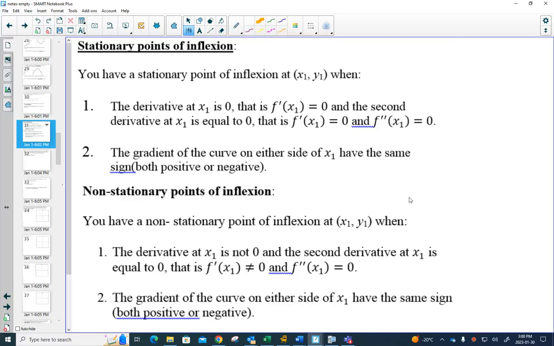So first of all, what is a point of inflection? A point of inflection is where something changes from, here it's concave down, here it's concave up. And the point where it changes from concave down to concave up, or vice versa, we call a point of inflection.